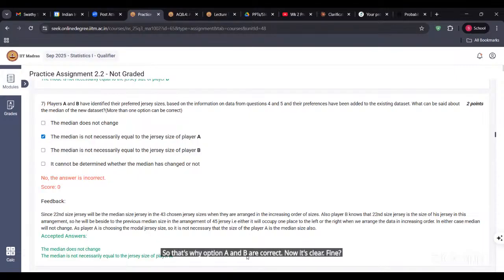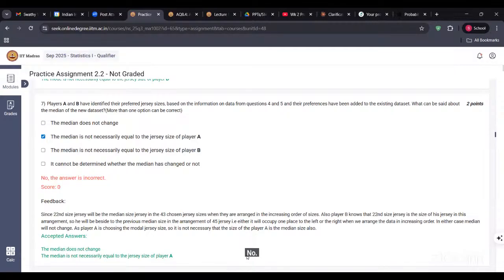Ma'am, why is option A correct? The median does not change. Okay, so what is A choosing? A is choosing the mode. Okay, and B is choosing the median, which is the 22nd. Yes, ma'am. Okay. One is added before the median and one is added after the median.